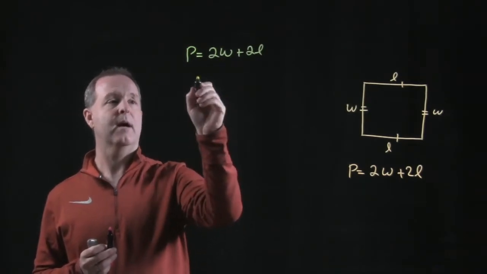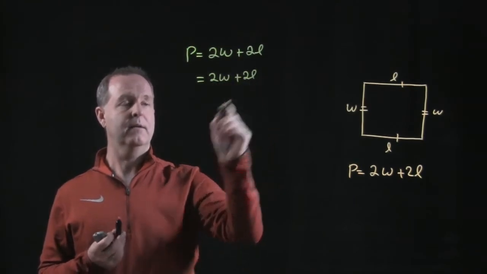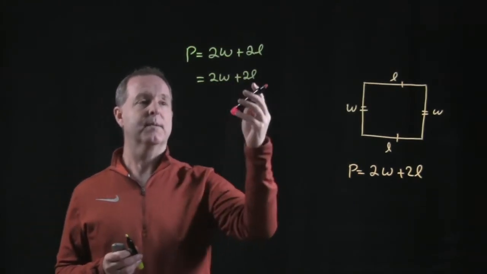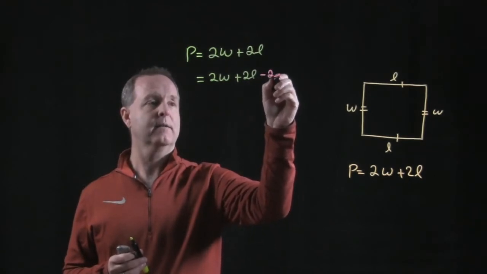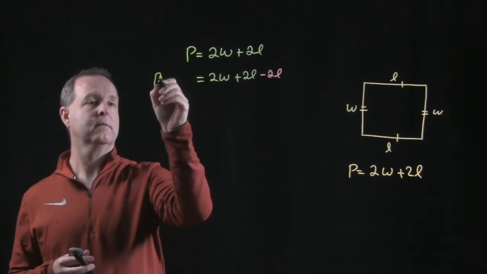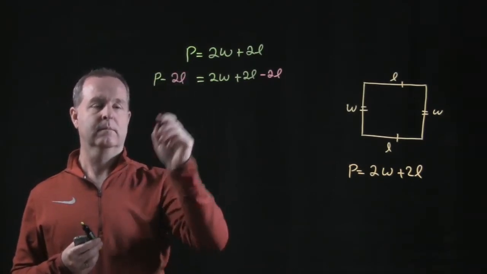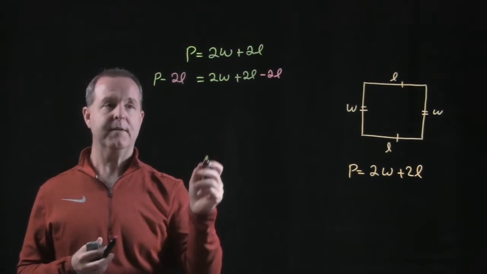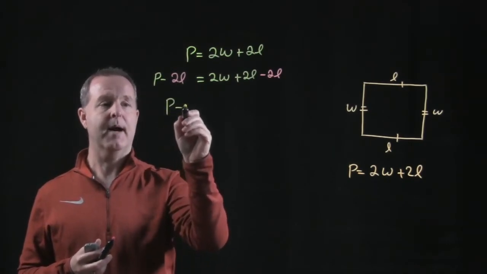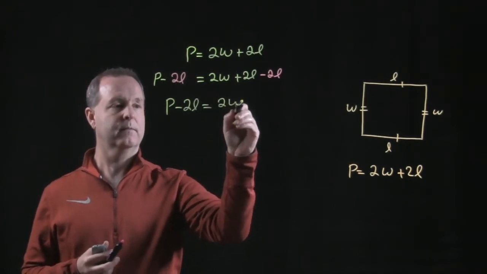So that means that I'm going to take 2W plus the 2L. I want to add or subtract 2L from this side. To do that, I need to subtract it from the other side as well. What's left is P minus 2L equals 2W.